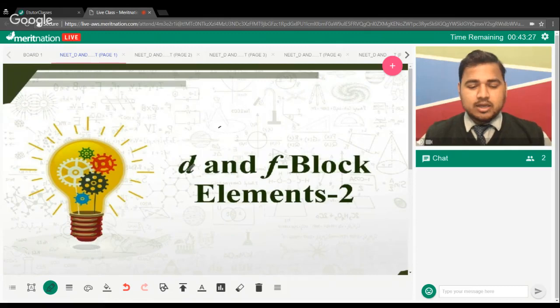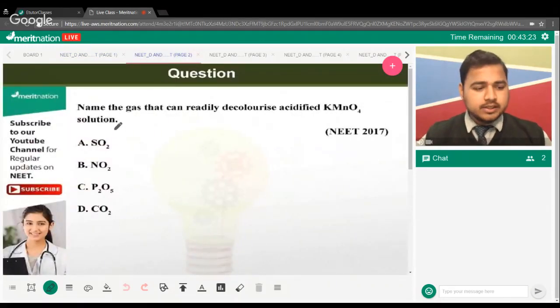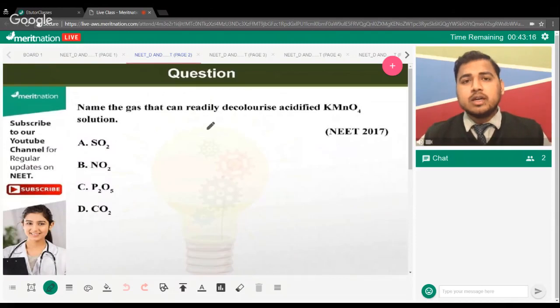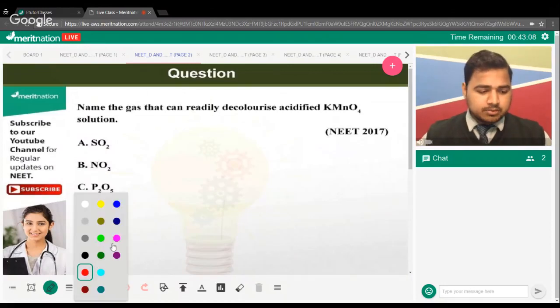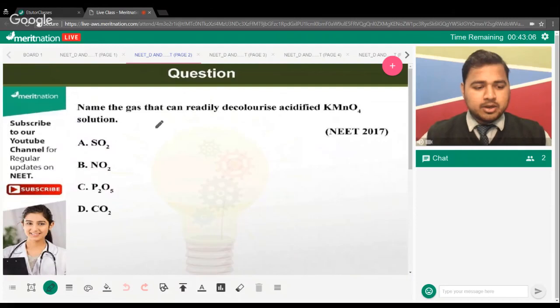D and F block elements. So right now, students, this is the first question. Name the gas that can readily decolorize acidified KMnO4 solution. This question is related to the changing of color of KMnO4 solution. First of all, students, we should know what exactly the color of KMnO4 solution is.